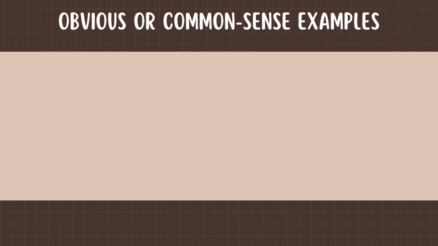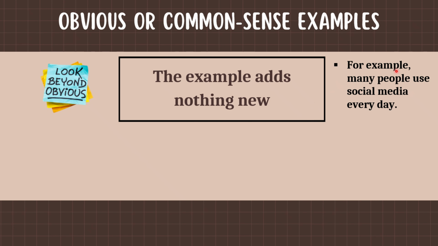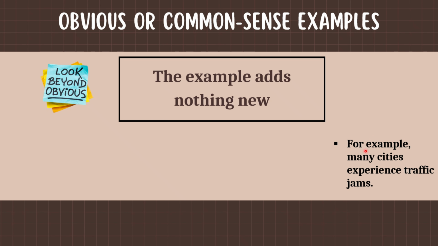The fourth problem is using obvious or common sense examples. Some examples do not really add anything to the paragraph because the idea is already clear without them. For example, if the idea is that social media is widely used today, saying, for example, many people use social media every day, does not add any new information. Similarly, if the idea is that traffic congestion is a problem in cities, saying, for example, many cities experience traffic jams, does not add any new information.